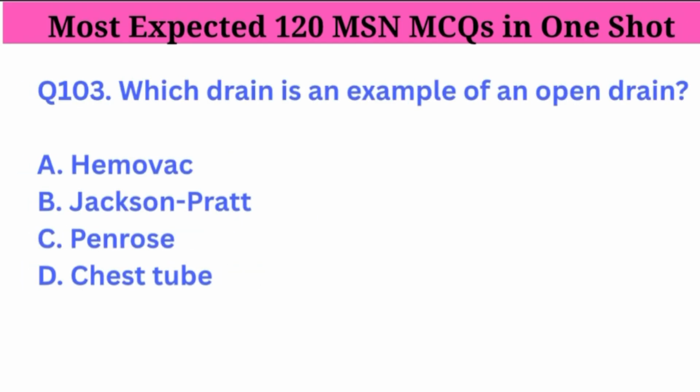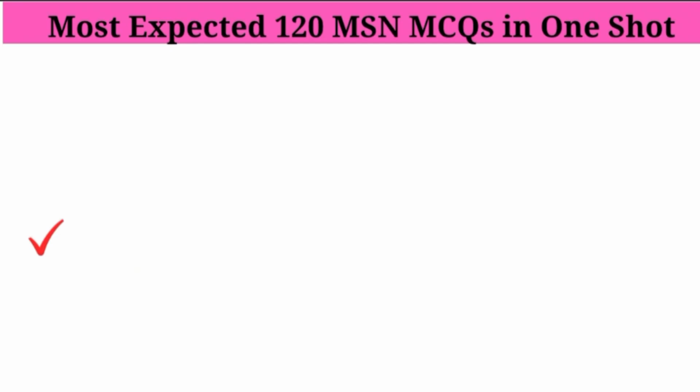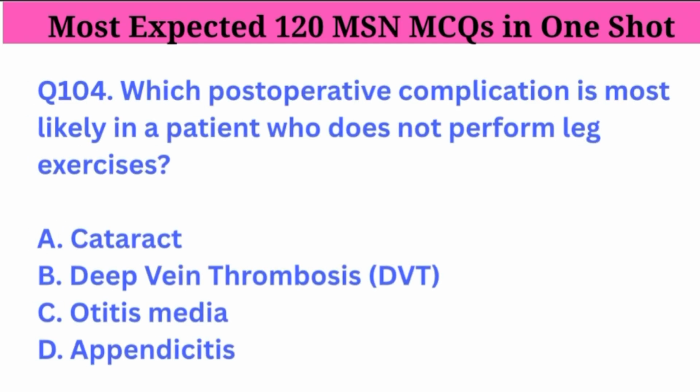Which drain is an example of an open drain? Your correct answer is option C, Penrose drain. Which postoperative complication is most likely in a patient who does not perform leg exercise? Your correct answer is option B, DVT.